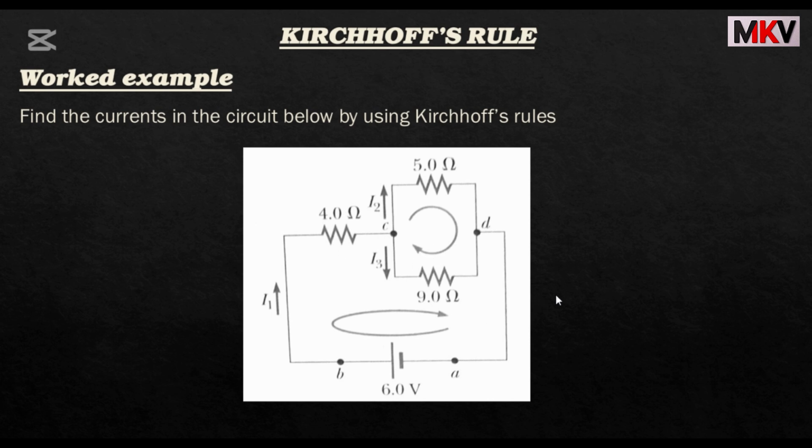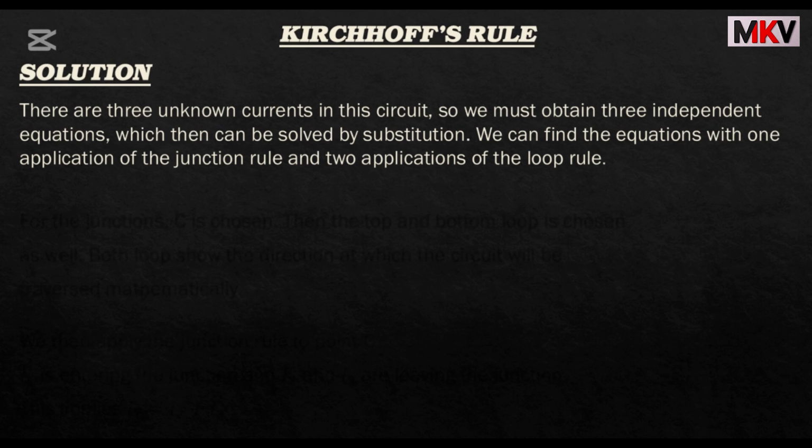So now let's look at the solution of this problem. There are 3 unknown currents in the circuit: I1, I2, I3. So we must obtain 3 independent equations to solve them simultaneously to get the unknowns, which can then be solved by substitution. We can find the equations with 1 application of the junction rule, then 2 applications of the loop rule. So we apply just 1 junction rule, and we pick point C.